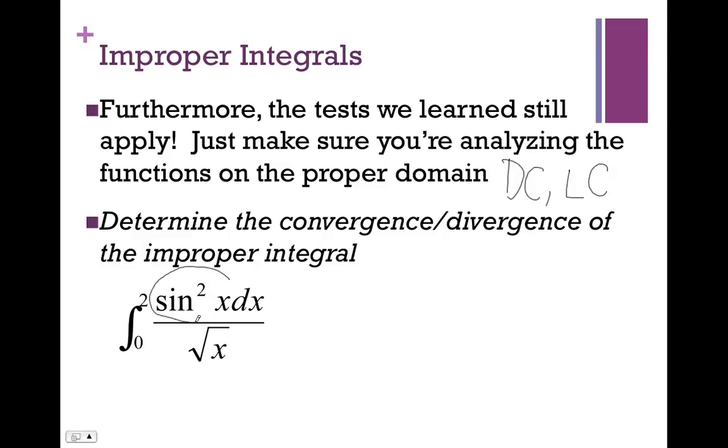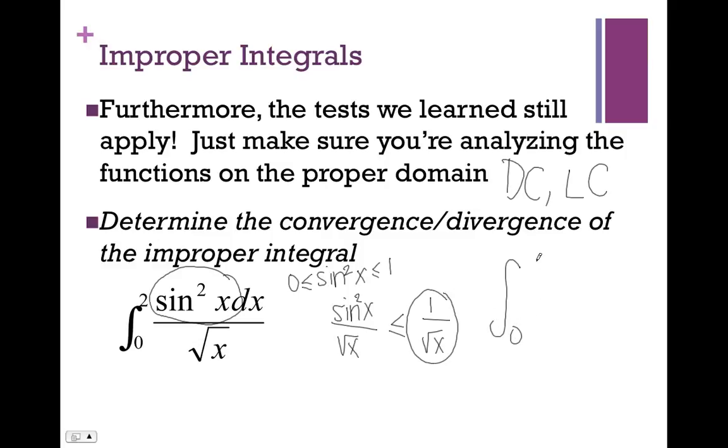Sine squared x, we need to think about what multiplying by sine squared x does to this function that I'm integrating. Sine squared of x is going to fall between 0 and 1, inclusive. So multiplying by sine squared of x is basically like multiplying by something between 0 and 1, maybe 0, maybe 1, which means that on really any interval, sine squared of x over the square root of x is going to be less than or equal to 1 over the square root of x, which is what I can compare it to. Now the integral from 0 to 2 of dx over the square root of x is going to do what?